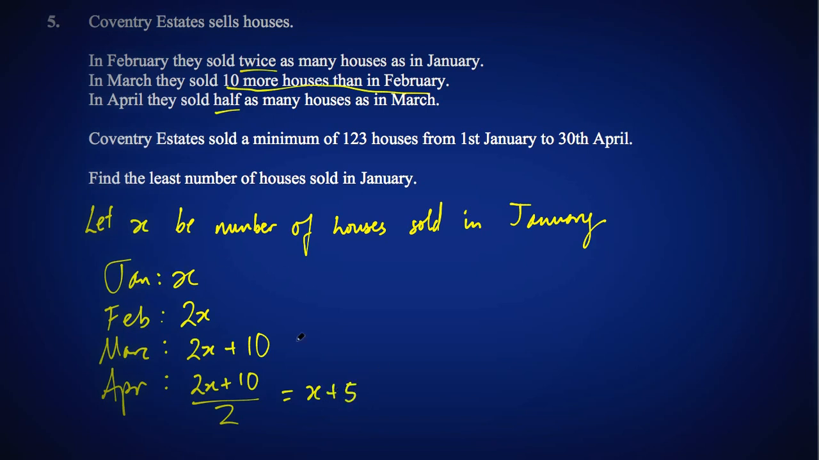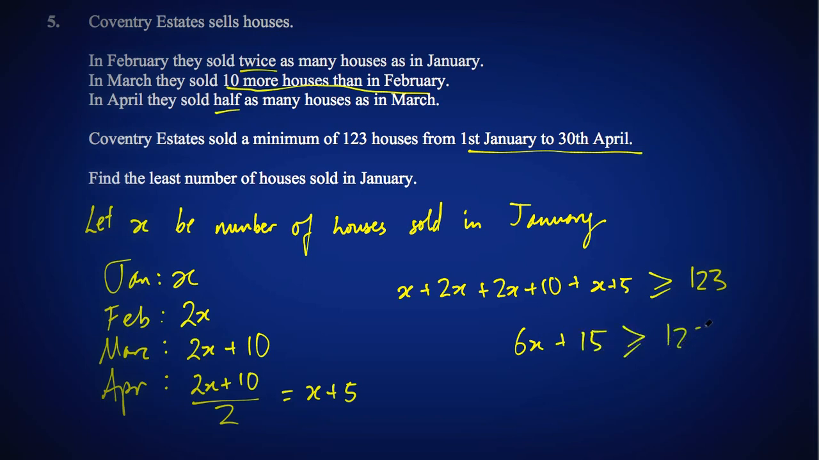When I add all of these together, total sales between 1st of January to 30th of April, that's at least 123 houses, minimum of. So x plus 2x plus 2x plus 10 plus April's x plus 5 is greater than or equal to 123. And then I can collect like terms here, so that's 2x, 4x, 5x, 6x, plus 15 is greater than or equal to 123. Subtract 15 from both sides, and that gives me 6x is greater than or equal to 108.